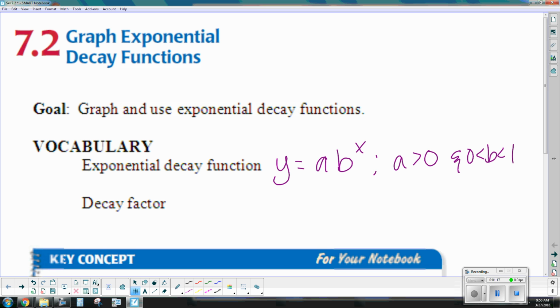So with an exponential growth function, b was greater than 1. Here, it's going to be less than 1, but it's still going to be greater than 0. And then the decay factor is our b. Just like our growth factor in our exponential growth functions was that constant b.